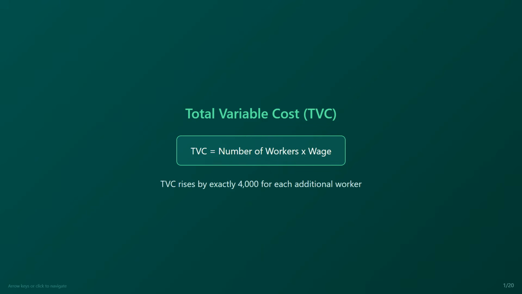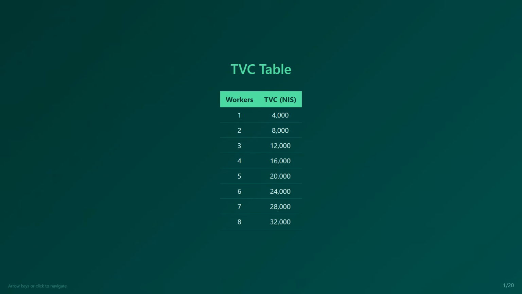Now, let's calculate the total variable cost. What is total variable cost? It's very simple, the number of workers multiplied by the wage per worker. Worker 1, total variable cost, 4,000. Worker 2, total variable cost, 8,000. Worker 3, total variable cost, 12,000.